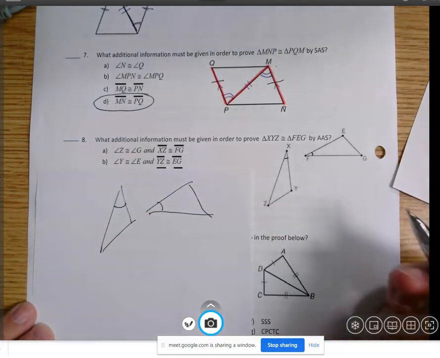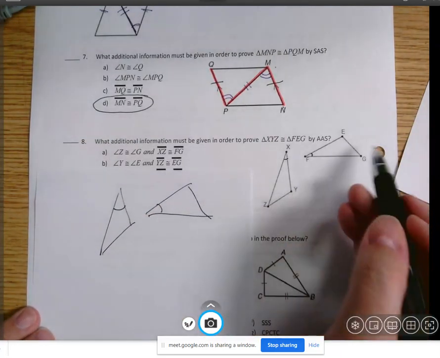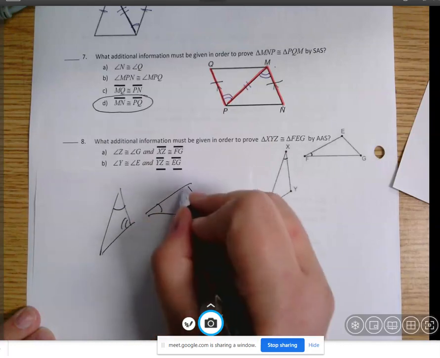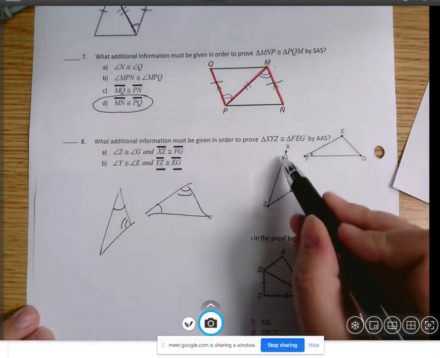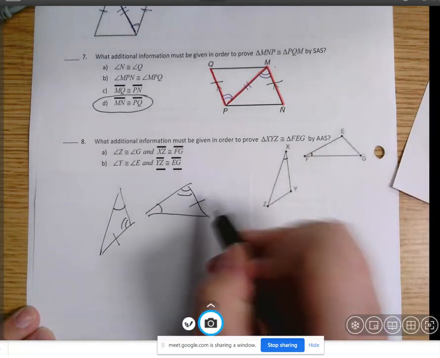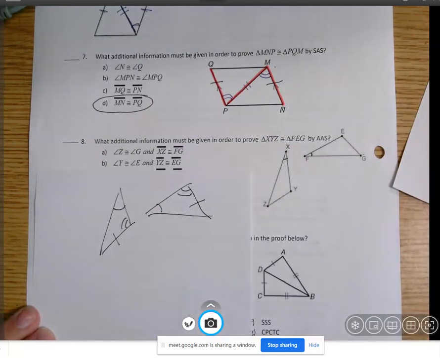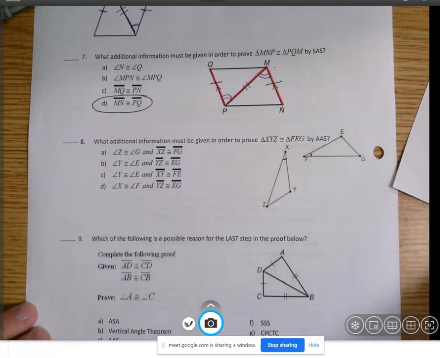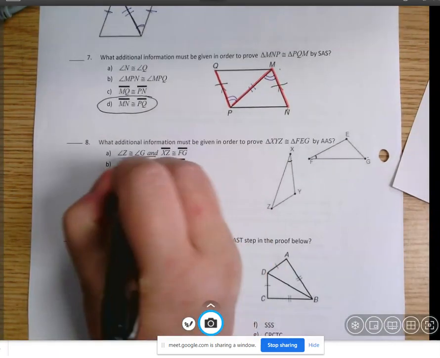X and F are congruent, and then let's see, Y and E, that's this one and this one. And then YZ is down here, and EG is over here. That looks good to me. That's two pairs of angles and the side that's not between them. I would go ahead and check the other ones just to make sure, but that is your answer.